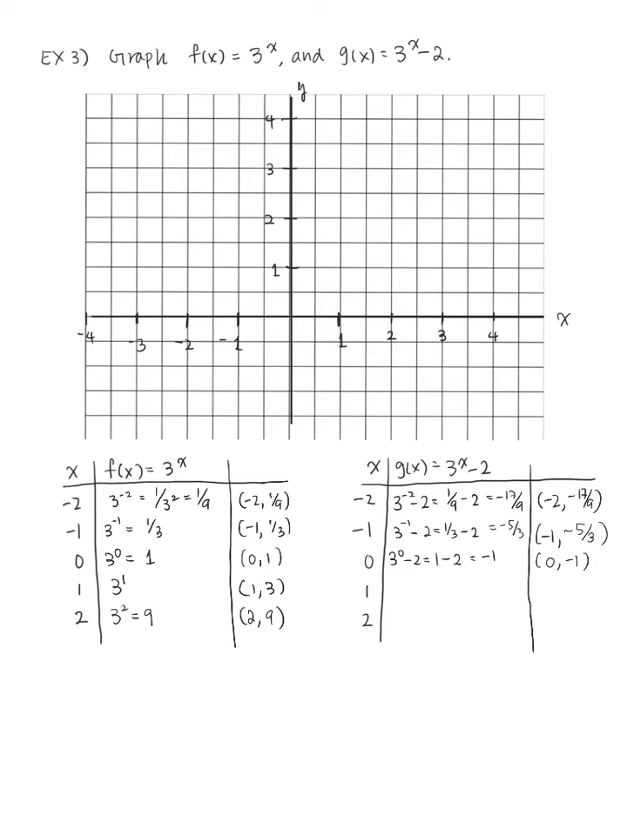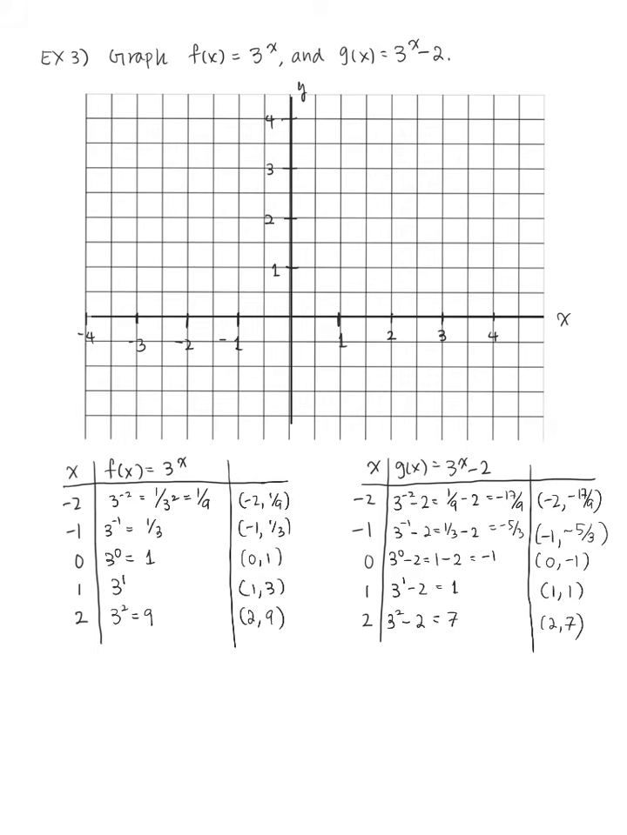And when x is 1, we're going to have 3 to the first minus 2. It's going to give us 1 back, so we need to plot 1 comma 1. And when x is 2, we're going to have 3 squared minus 2, which is 9 minus 2, 7. So we're going to get 2 comma 7. All right, now let's graph.